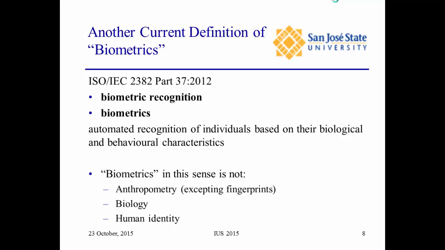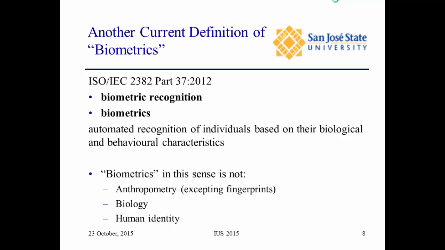It involves pattern recognition. And it really is not anthropometry, although fingerprinting would be the exception. There is this mythology in the common press that when we do facial recognition, we're somehow measuring distances between eyes and nose. Nothing could be farther from the truth. These are pattern recognition algorithms that are used to recognize relationships between images that have nothing to do with anthropometry.